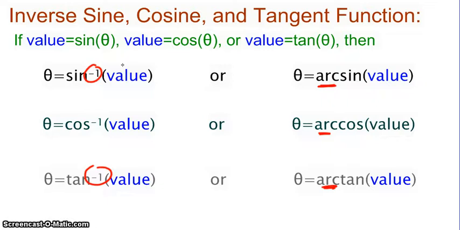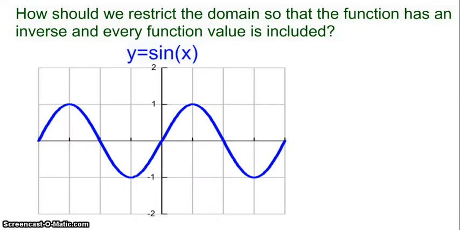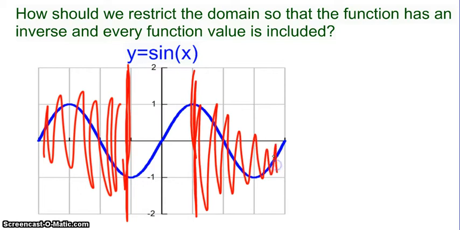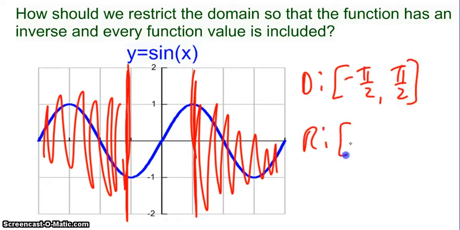So now let's go back to our original question here. Sine of x did not pass the horizontal line test. The typical domain of the sine function is all real numbers, and the range is -1 to 1. We are going to restrict this domain, however, to be from -pi/2 to pi/2. And we're restricting it so that every function value is included, and now our domain is going to go from -pi/2 to pi/2. And our range will remain the same from -1 to 1.